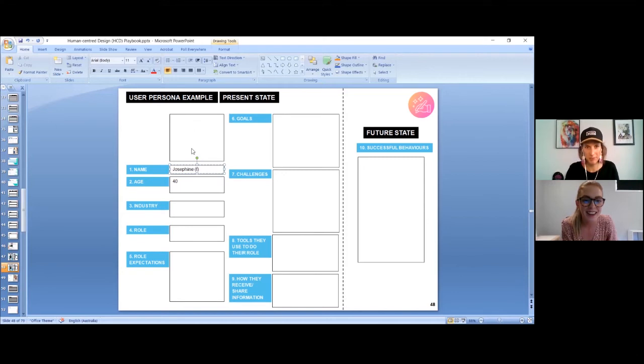We'd normally have an image up here. Yep, so she's 40. Yeah, 40. There are parts you can skip in the template, so I don't think, you tell me if you think differently though, Kim, but for this particular example, I don't know if you'd need to put their industry in.